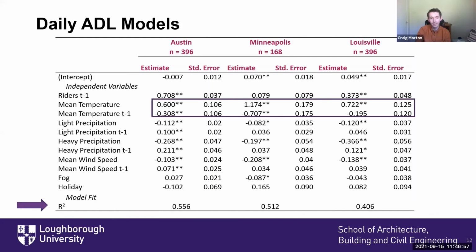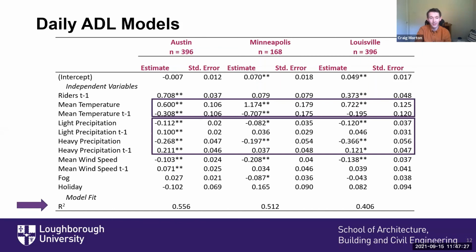Let's have a look at the impact of temperature. To begin with, we see a very significant concurrent impact in all three models, but the magnitude of the coefficient for Minneapolis is much bigger than in Austin, which maybe indicates that riders in Minneapolis are a bit more responsive to weather as compared to Austin. So this is where the climate impact might be coming through. We're seeing differences in terms of different climate occurrences.